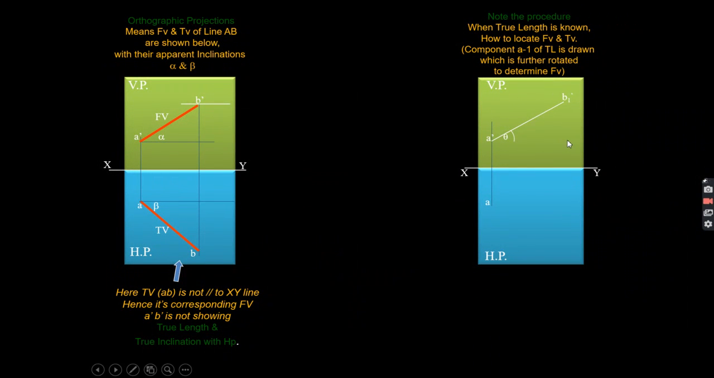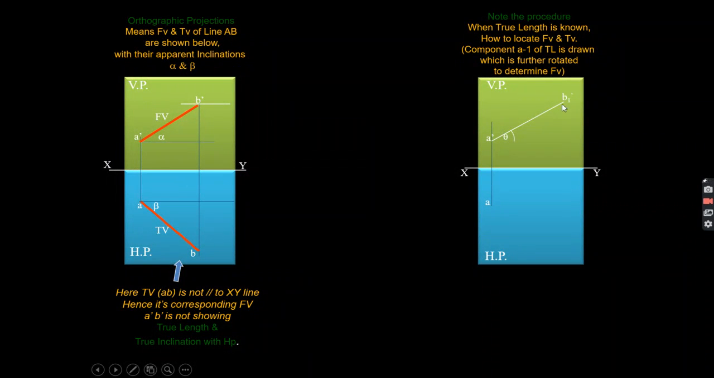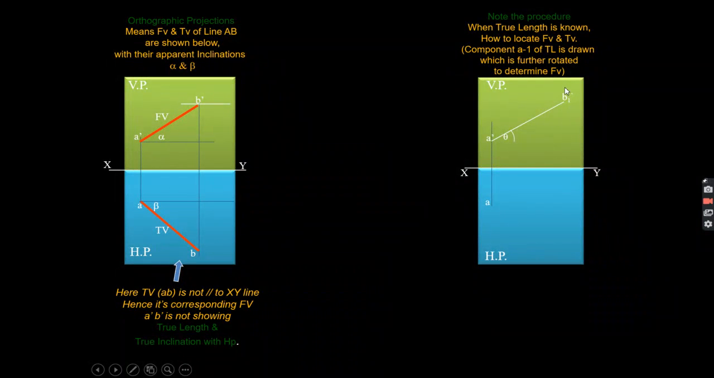Suppose your line is only inclined to the horizontal plane, then this angle will be 30 degree, and this is your point A dash, and this is your B1 dash. I am taking it as B1 dash because it is not the final position of the point B. Whenever I get the final position of the point B, then I will indicate that point as the B dash. Okay.